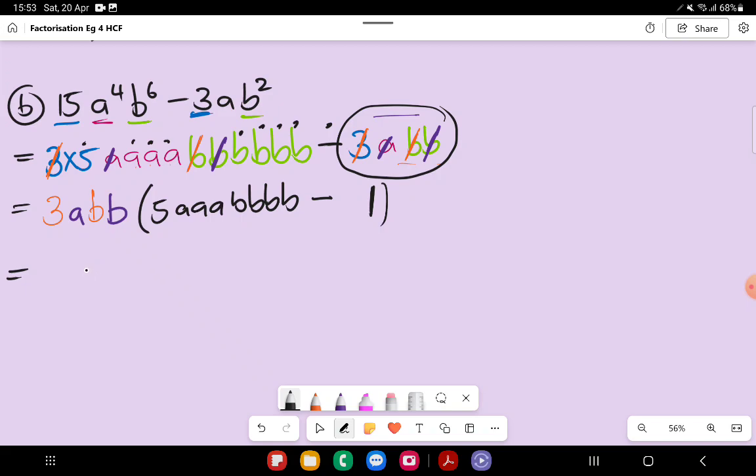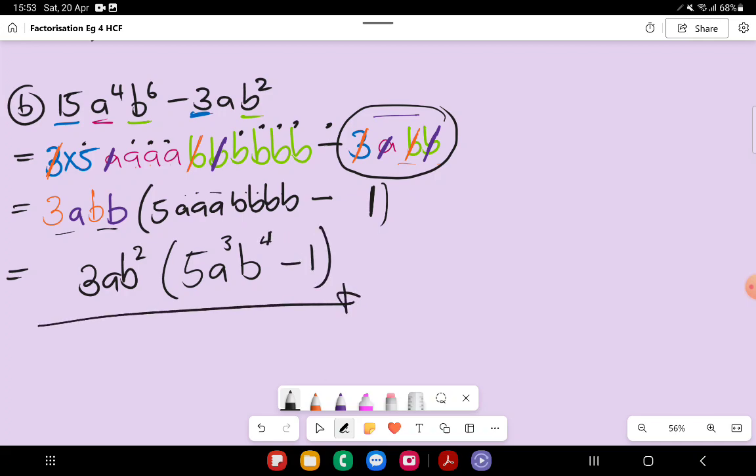Now I'm going to say equals, and let's get rid of our long strings and make them short. I've got 3ab², that's that, bracket, 5a³b⁴, minus 1. And that is the factorization of question B, taking out the highest common factor, which is 3ab². Next up, we want to do question C.